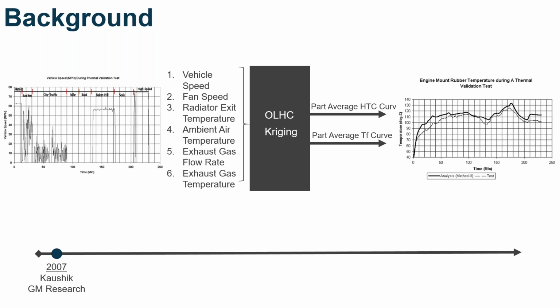And what you can see here in that black line is the analysis method or simulation method compared to the light gray line, which is test data. And you see that there's good correlation overall. This particular example is coming from a rubber engine mount.